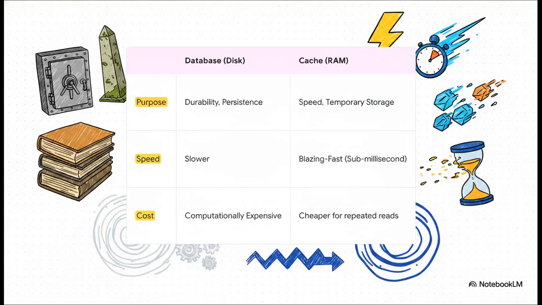So let's really spell it out. A database, on the left, is all about durability. Its job is to keep your data safe no matter what. A cache, on the right, is all about speed. It holds a temporary copy of your data for lightning-quick access. You're basically trading a little bit of permanence for a massive gain in performance where it counts.